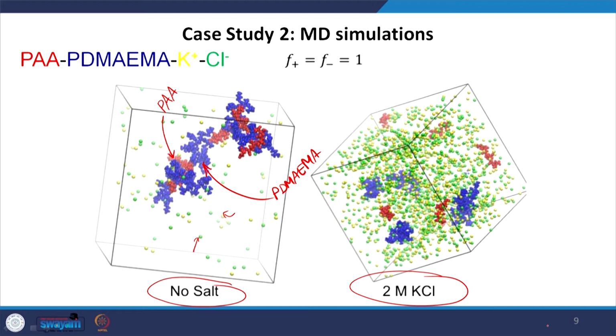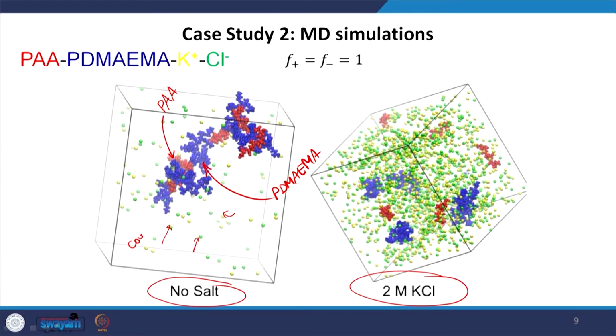Now, if you have been careful, you may ask why we have ions when there is no salt. The reason is that the system overall has to be electroneutral. If you have negatively charged PAA and positively charged PDMAEMA, then it is possible that there is some excess positive or negative charge. So, we have to compensate for that by adding extra ions in the solution. These are referred to as counter ions, because they compensate for the excess charge in the polymeric species.